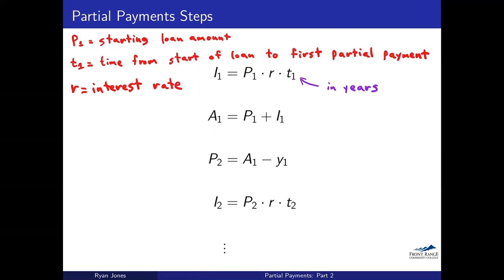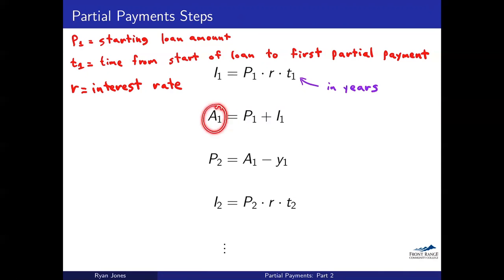Once we have that interest that accrues over that first chunk of time, then we can just add that to the original borrowed amount, which is P1, plus the interest that accrues during that first time period. And that gives us the amount that is owed on the day I make that first partial payment. Obviously, we're not done. It's a partial payment, so I haven't paid off everything, but I paid off some of it. And now this is how much I owe.